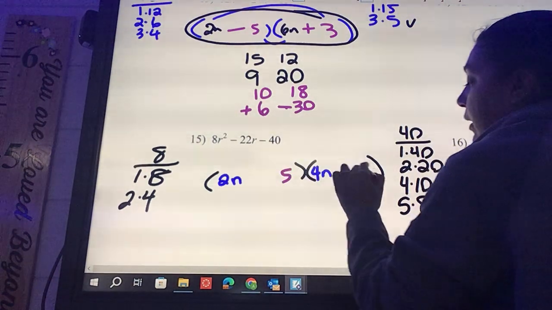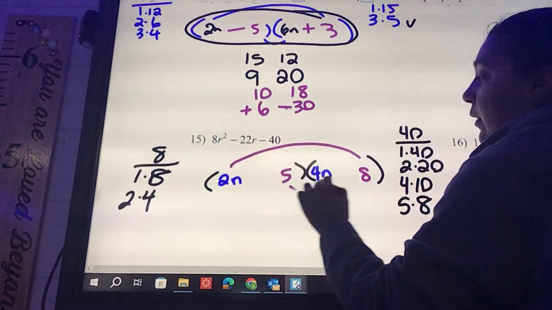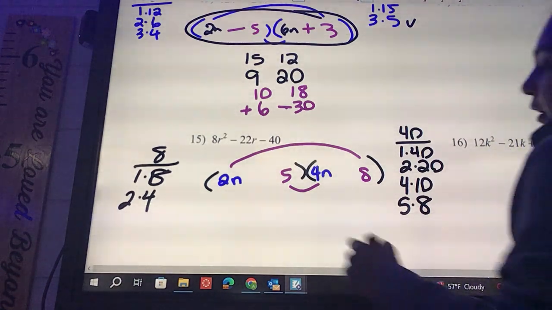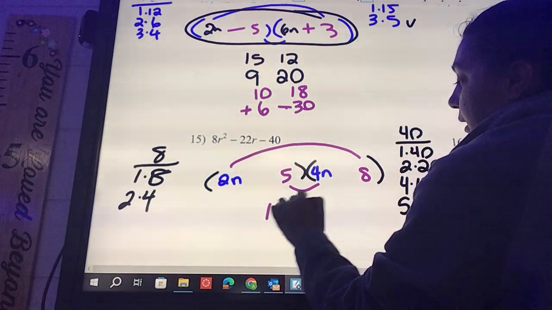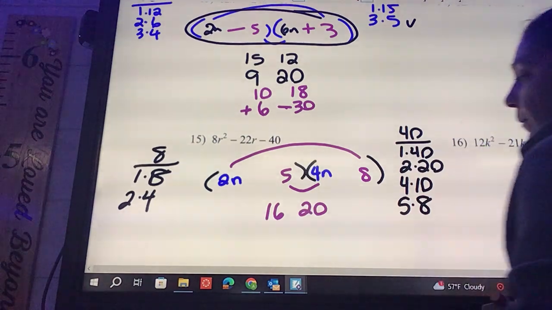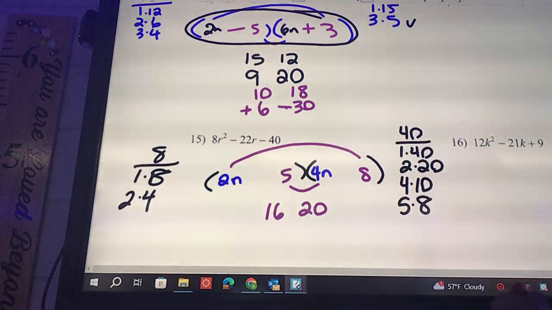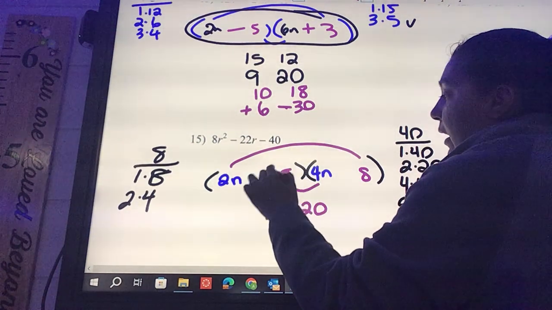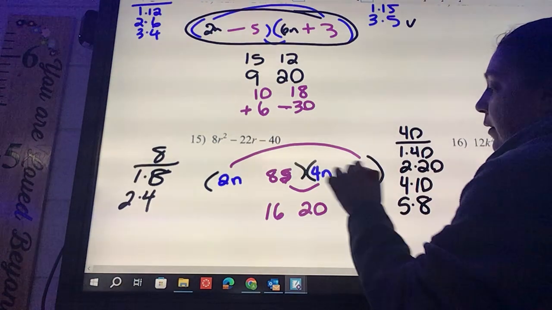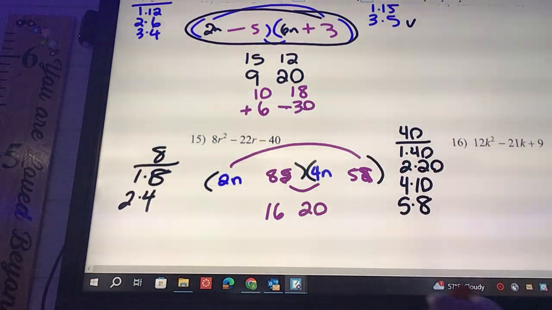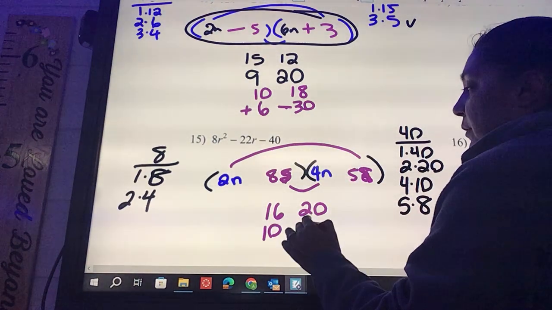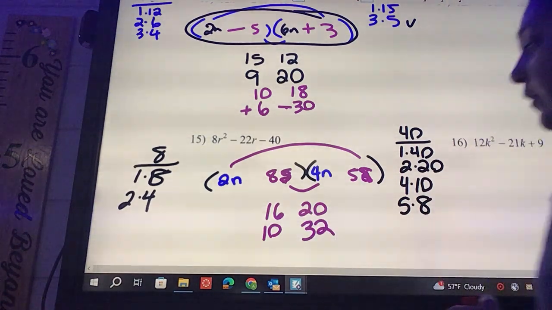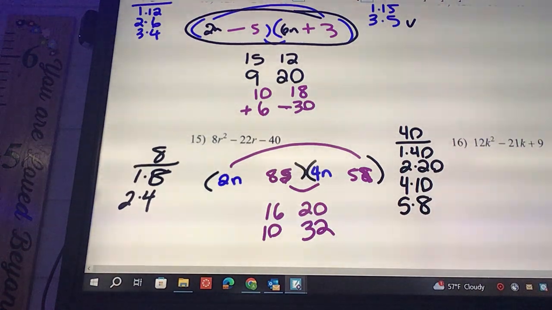So 5 and 8. 2 times 8 is 16. 5 times 4 is 20. Okay, that one's not gonna work, so we can try an 8 and then a 5. 2 times 5 is 10. 8 times 4 is 32. And that one can work.